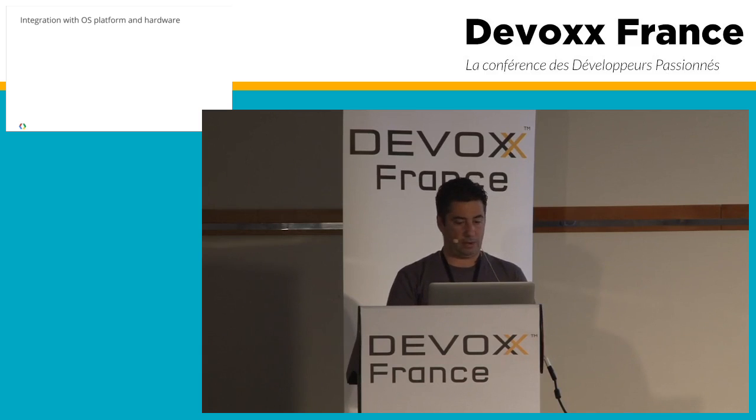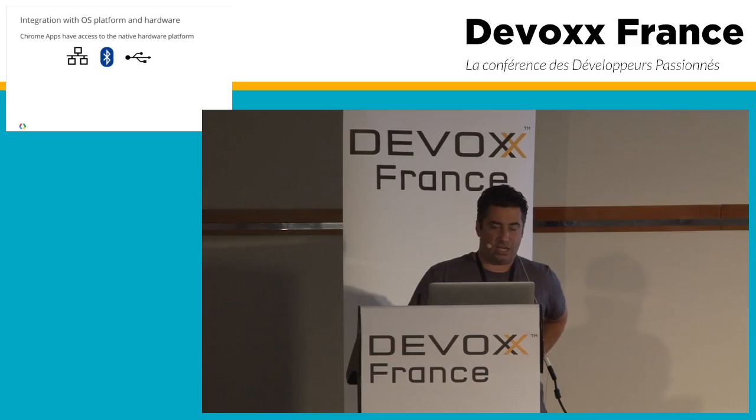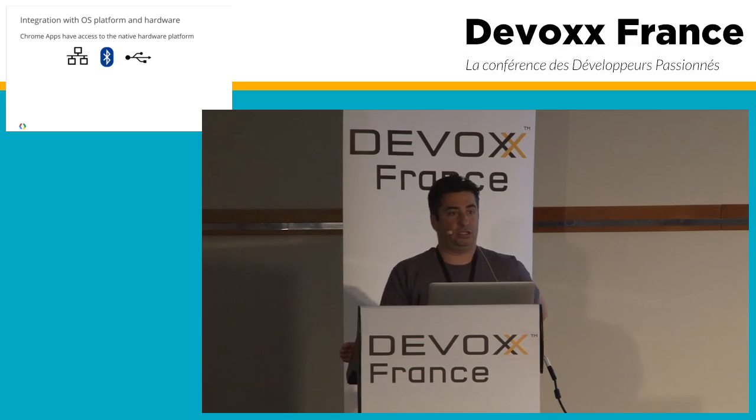All right, let's talk a little bit about integration with the OS platform. So one of the nice things about Chrome apps is they have access to the underlying hardware. So for example, they have access to the networking layer. They have access to the Bluetooth controller. They have access to the USB ports. So if you're building an app that you want to be able to work with external hardware or the platform, then this is pretty straightforward. Again, it's a cross-platform API. So if you want to work with USB devices across multiple platforms, there's an API for doing that.